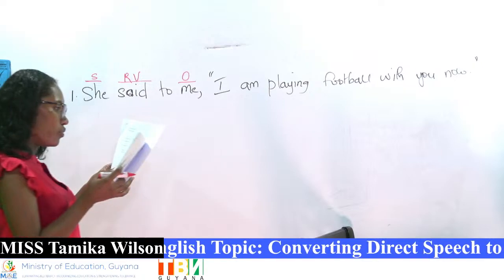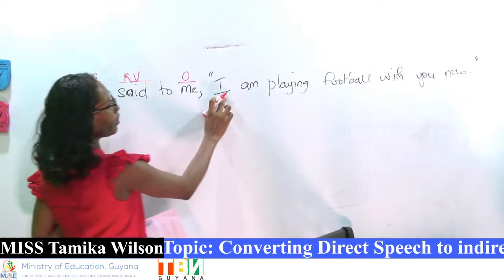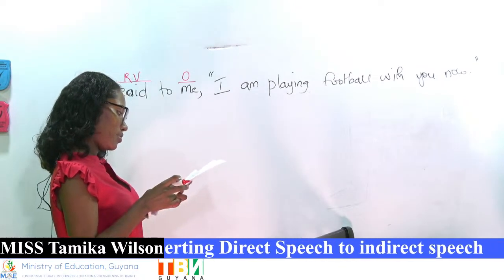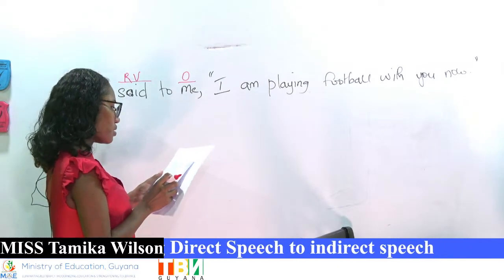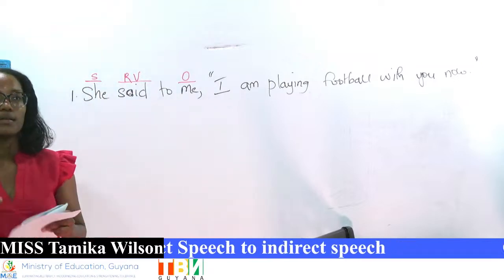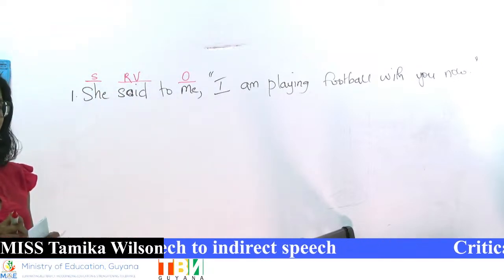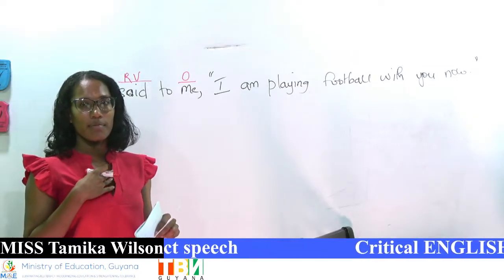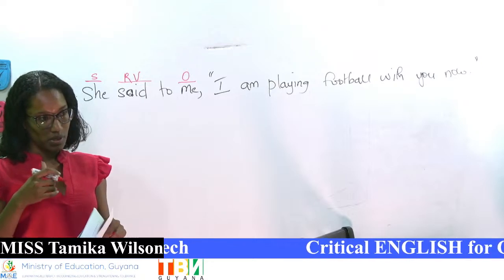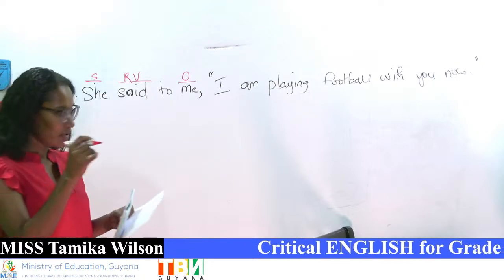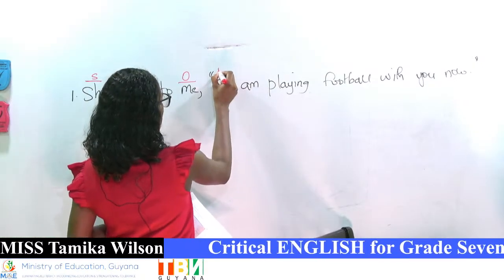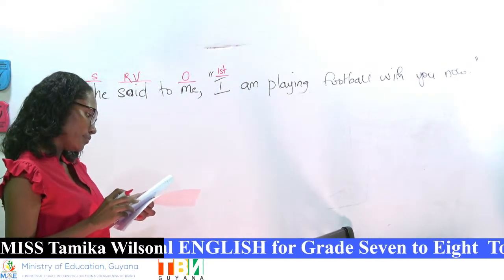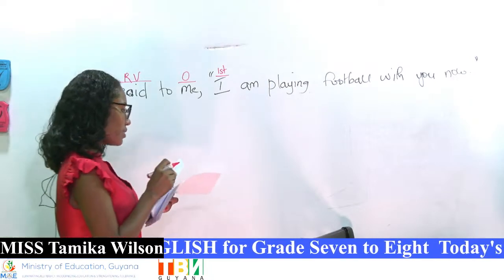And now we move on to here. What is this? I is what person and pronoun? I, me, those are for what? First person. So this is the first person. All right. Anything else? The tense shows a change. What is the tense?